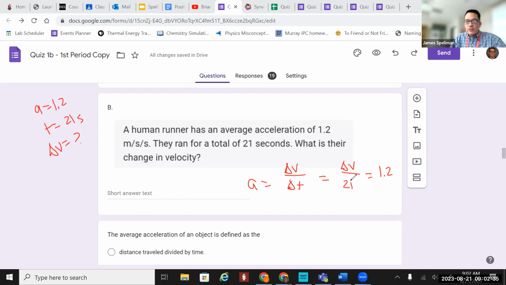So if we multiply both sides by 21, we're going to get the answer for that to get 21 out of the bottom fraction. So 21 times 1.2 is going to give us 25.2. Again, multiply both sides by 21. That's going to cancel the 21 out here, give us 25.2. And this should be in, since we're talking about a velocity, meters per second. And it doesn't describe a direction, so we can just leave it at that.